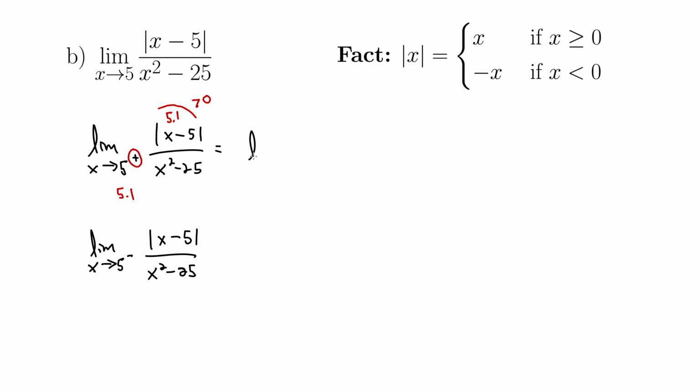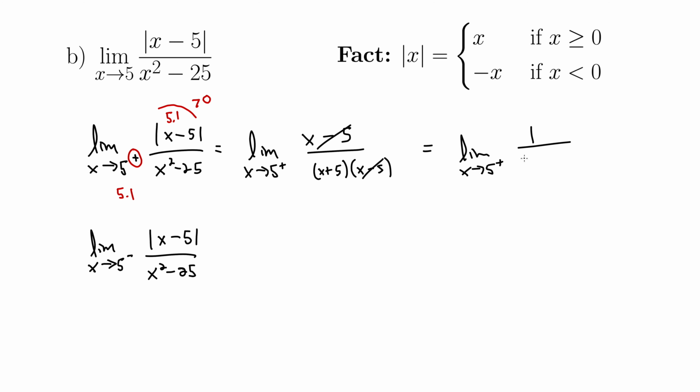So here we go. This becomes the limit as x goes to 5 from the right of simply x minus 5 on the top over, now I'm going to factor that denominator there, x plus 5, x minus 5. Okay, look, we get some nice cancellation. So we now have the limit as x goes to 5 from the right. At this point, the approaching from the right doesn't really matter, it doesn't change anything, of 1 over x plus 5, which is 1/10.